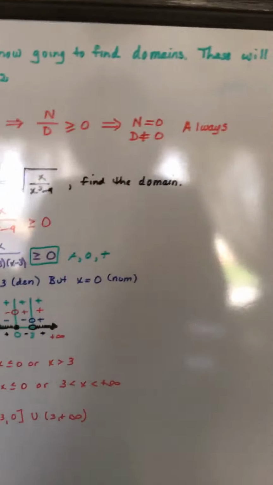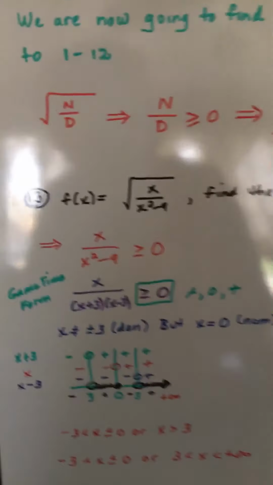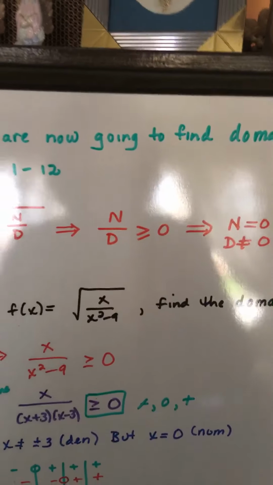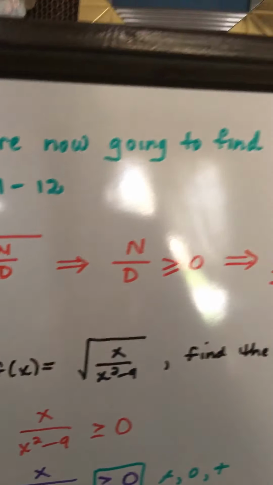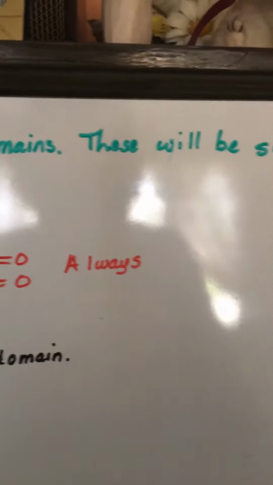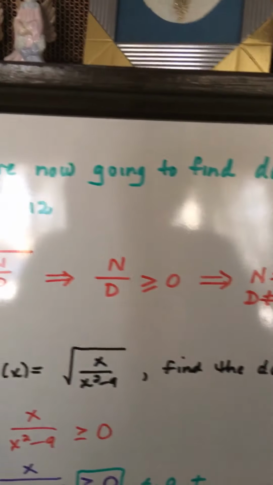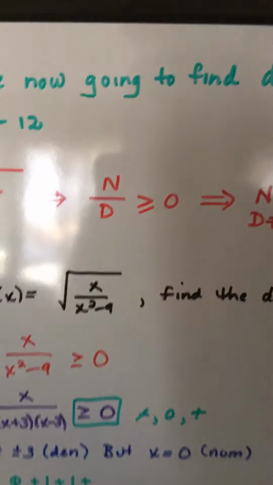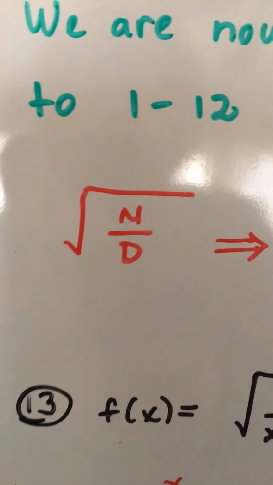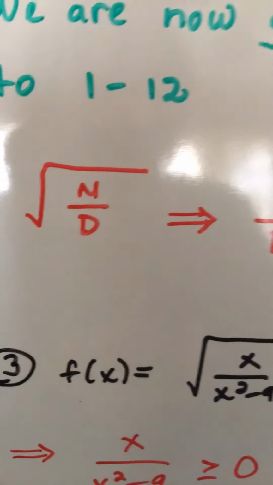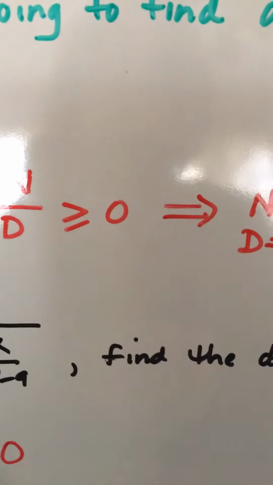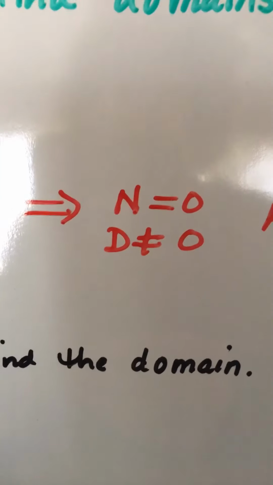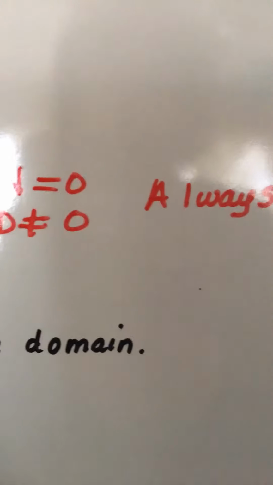Now we're going to move into our last 5 examples, and they're going to deal with finding the domain. And so we're going to be asking to find the domain of these problems, and the information will be similar from 1 to 12. So if I ask you about the square root of a numerator over a denominator, that means the numerator over the denominator must be positive or 0. We know a numerator can equal 0, but a denominator can't, and that's always true.